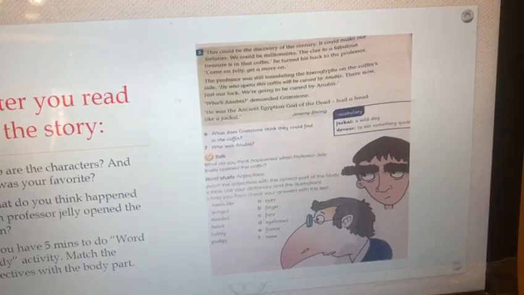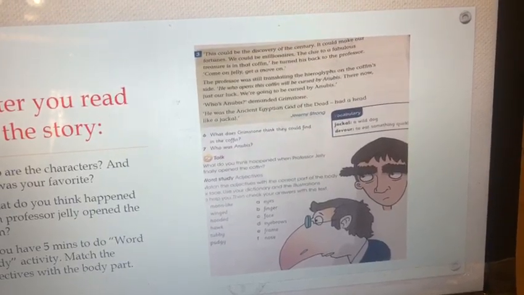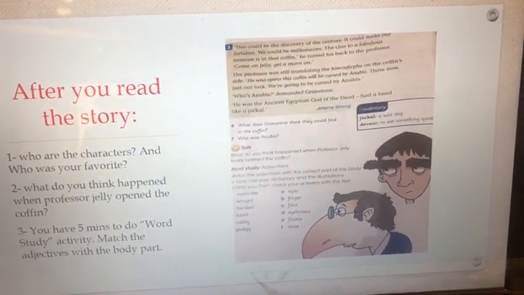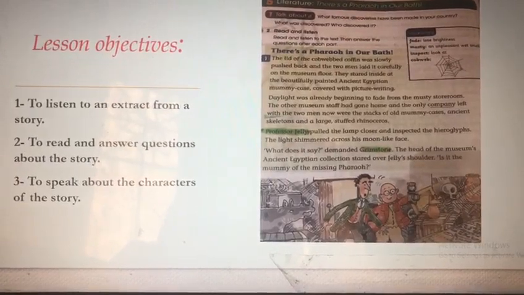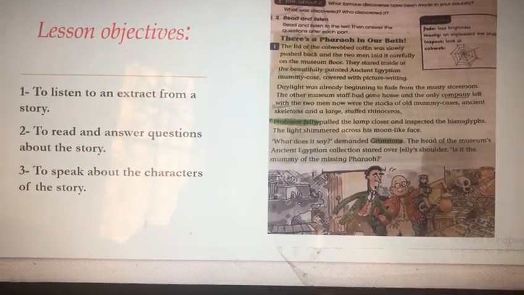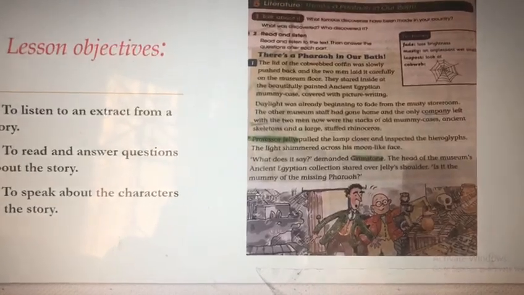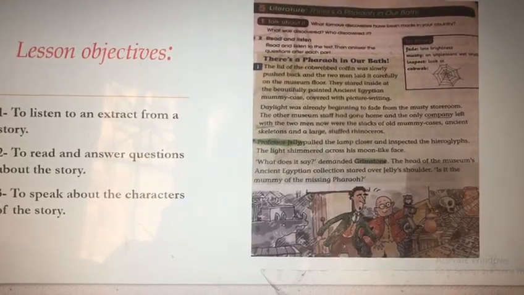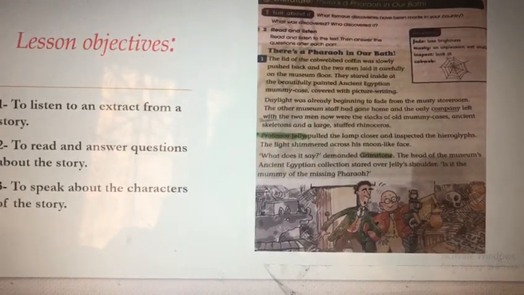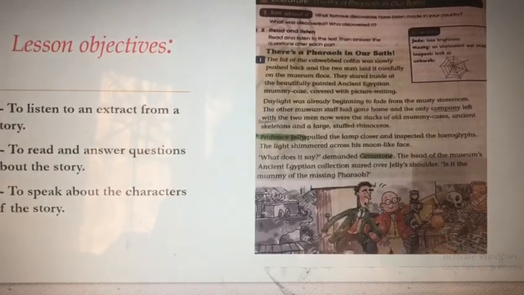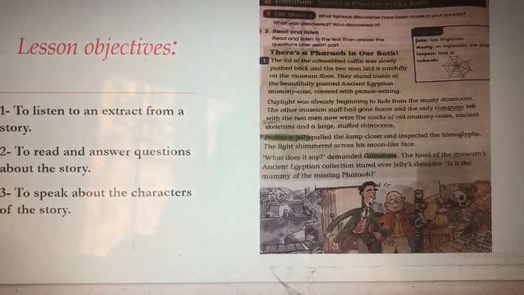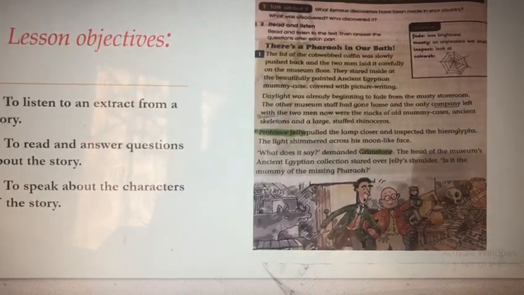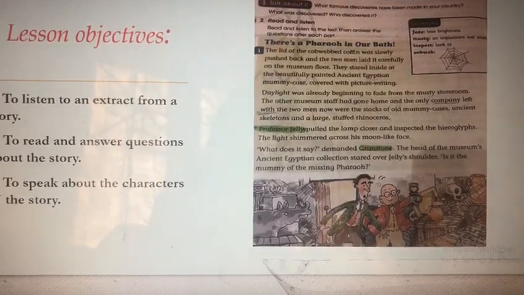Now, I want you to go back to part 2 and answer the comprehension questions that you have after each paragraph. So, grade 5, before you do the comprehension questions from 1 to 7, I want you to answer my questions. Now, who is Professor Jelly and who is Grimston? Here you have two people, one with an orange jacket and the other with a green jacket. I want you to think about them. And what is the job of Grimston? I'll give you 2 minutes for this.